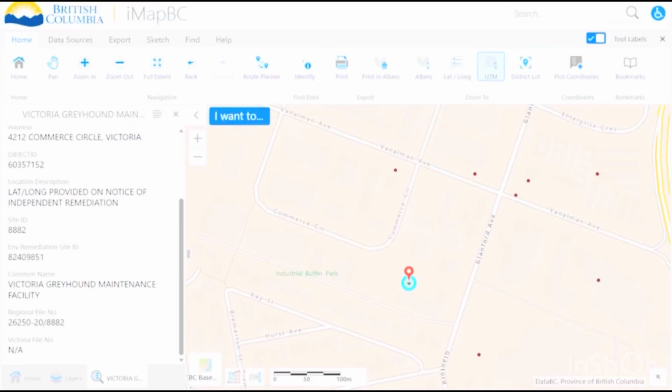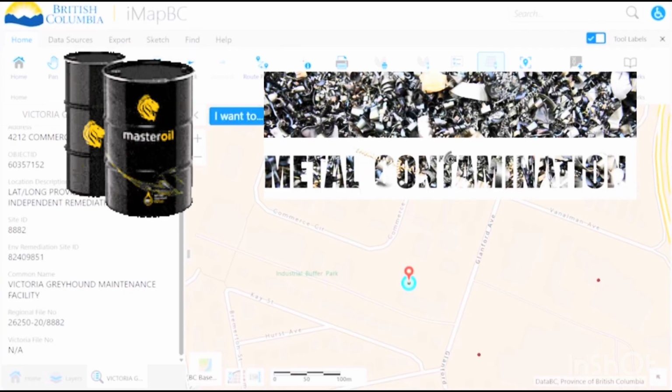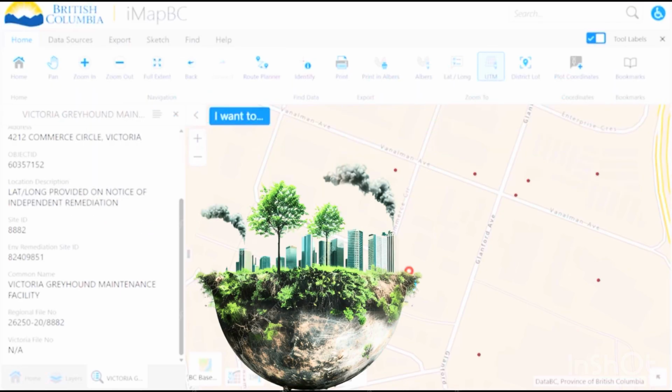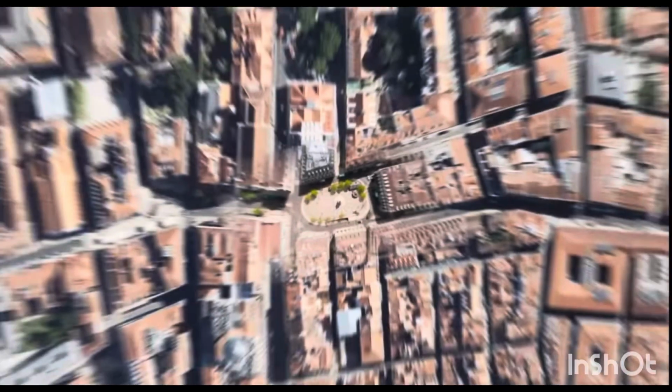This remediation dataset shows that part of the site has a recorded history of contamination. That means pollutants like oils or metals could still be present and runoff has the potential to mobilize them, which makes ecological design even more important.